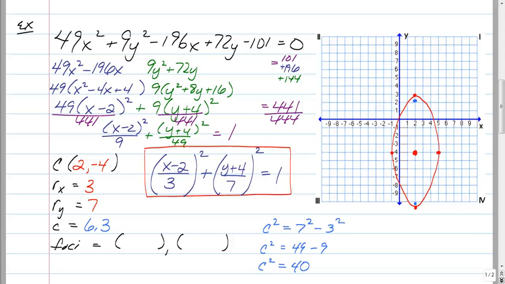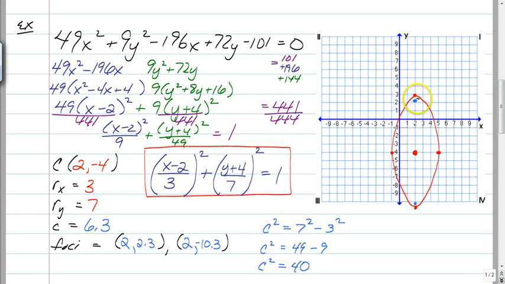Did your x value change at all for your foci in relationship to the center? No. So your x value is still 2. But your y value has. So your center is at 2, comma, negative 4, but we're going to go up 6.3 and down 6.3. So that's going to give you 2.3 for this top focus. And then we're going to go down 6.3, which is going to bring you to negative 10.3 for your lower focus.